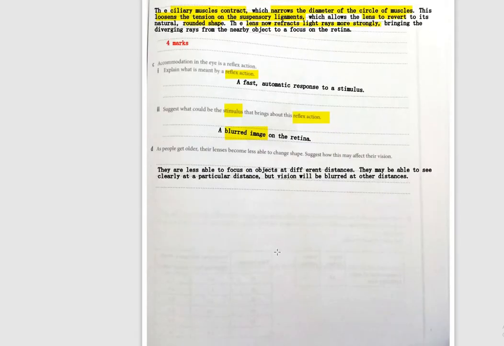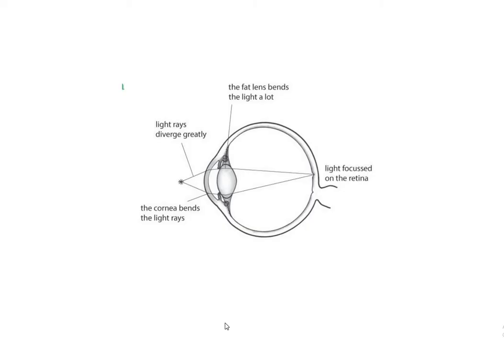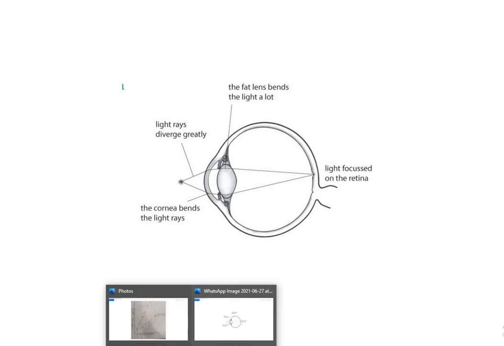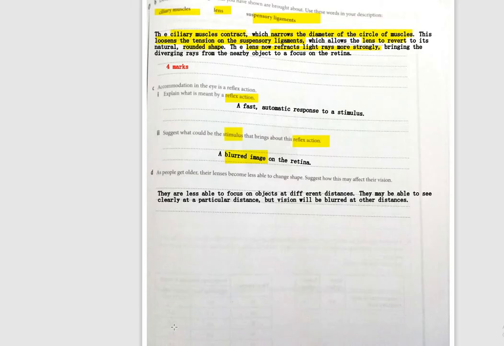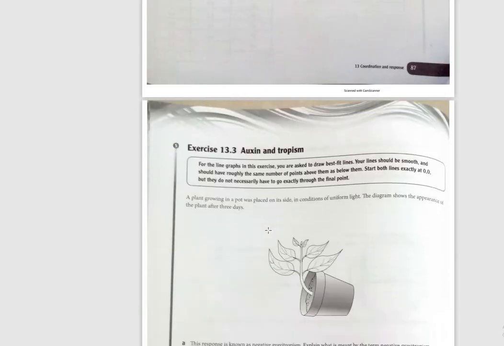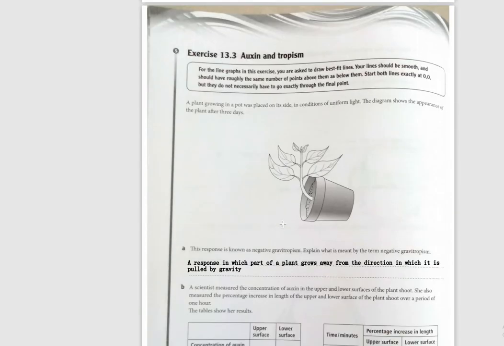Because in the picture over here, if you see, light is focused on the retina. So if light is focused on the retina, it will bring about a blurred image, because that is what your sense organs, the eye, are actually responding to. Right, so now in exercise 13.3 you have the Auxin and the tropism.